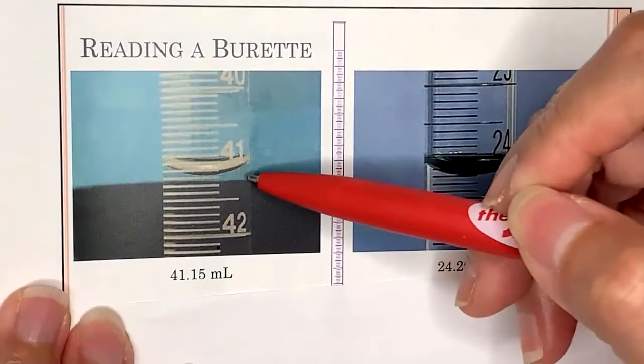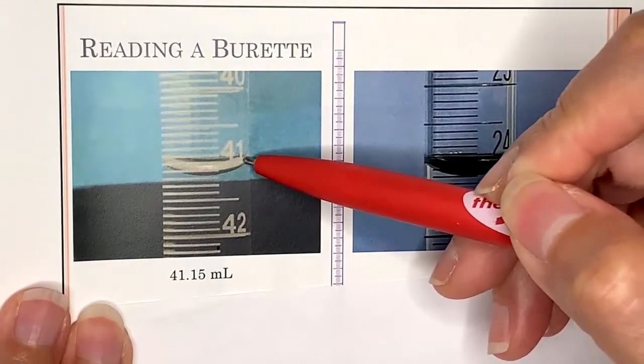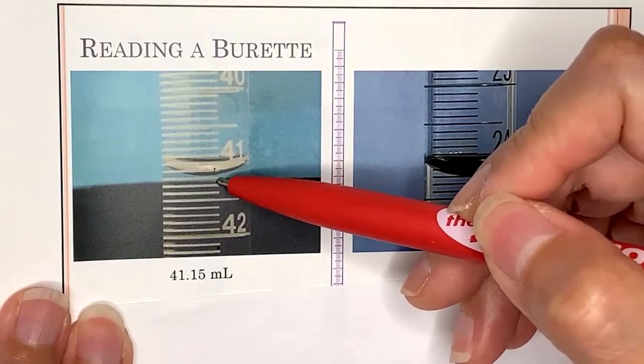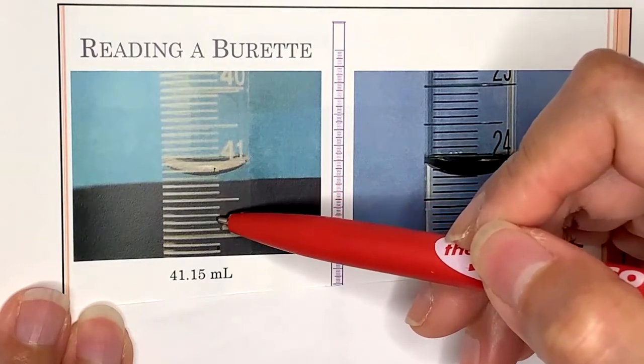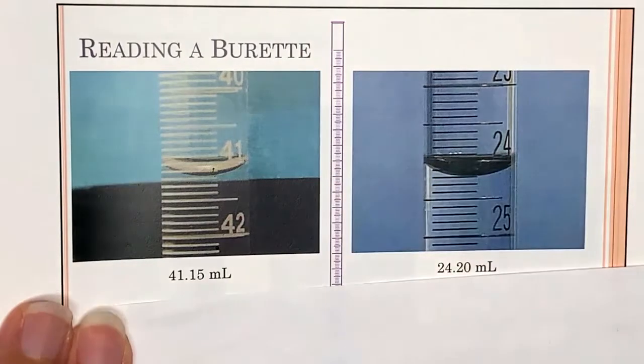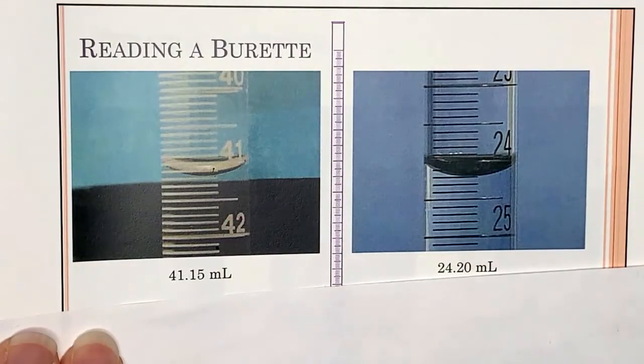How do I know that? Because you see here, this is 41, 41.1, 41.2, 3, 4, 5. That's 41 and a half, 0.6, 0.7, 0.8, 0.9, 42.0. So you just gotta read it like that.